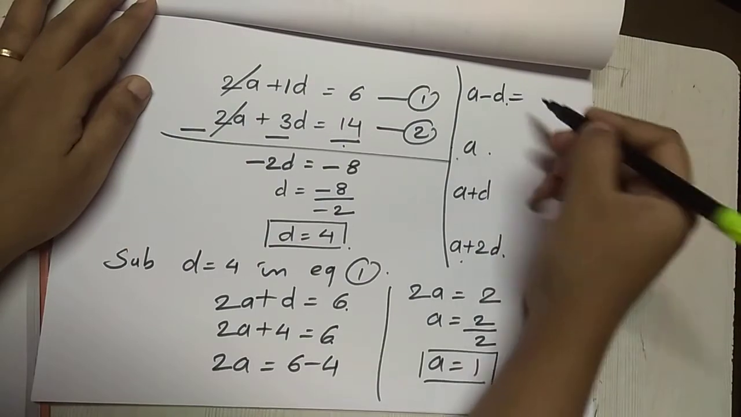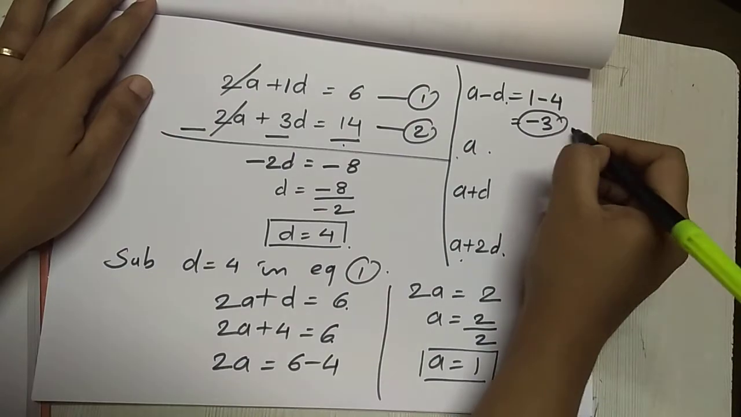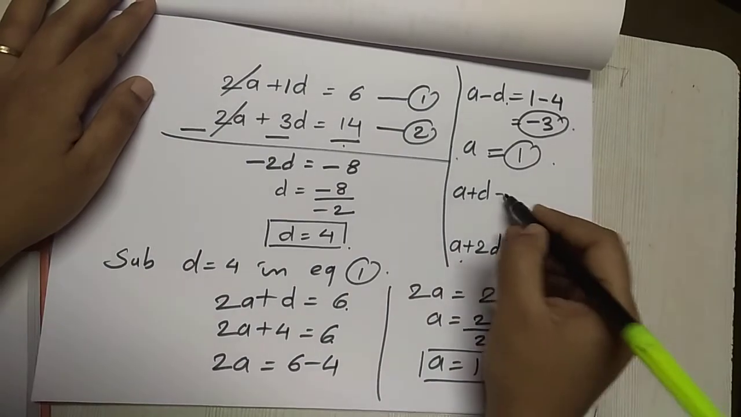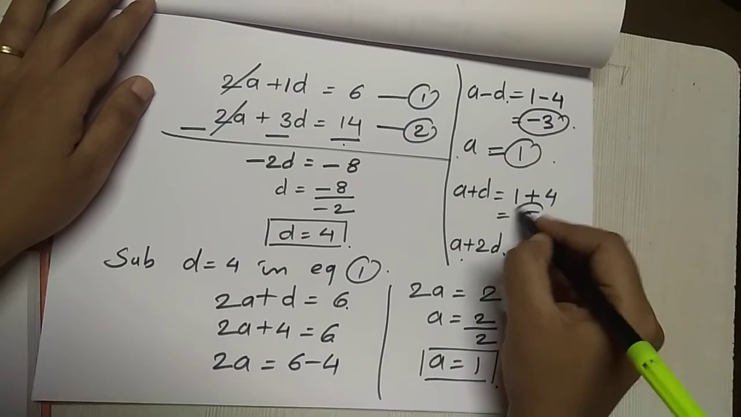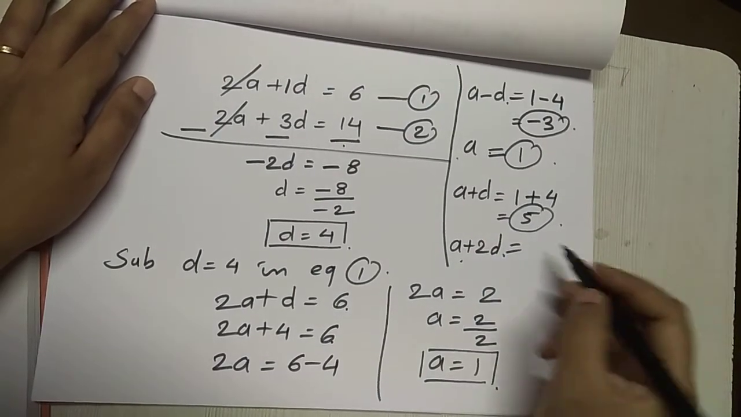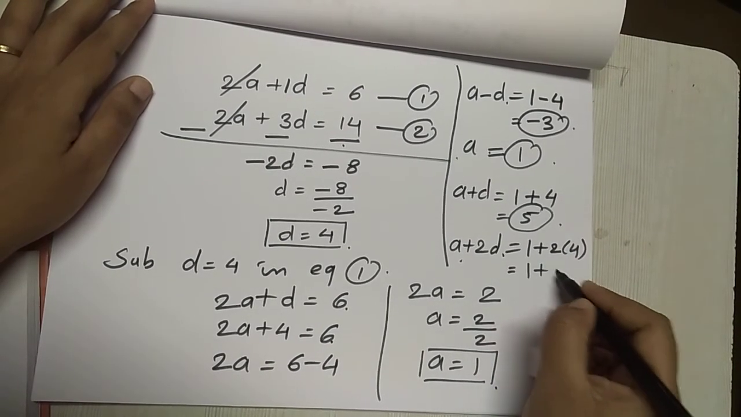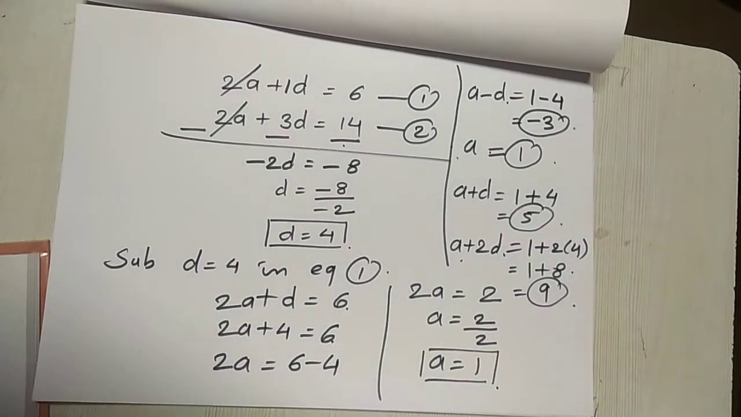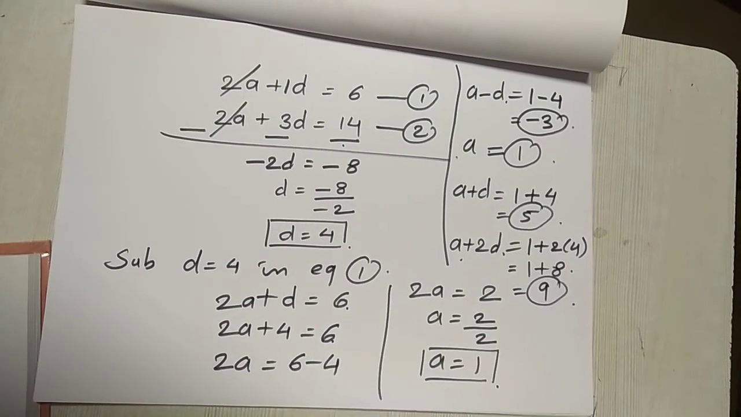Okay, so a is 1 and d is 4. That means the first term, a minus d, is minus 3. The second term is a, that is 1. The third term, a plus d, is 1 plus 4, that is 5. The fourth term, a plus 2d, is 1 plus 2 into 4, that is 1 plus 8, that is 9. So the last term is 9. So these are the 4 terms: minus 3, 1, 5 and 9.